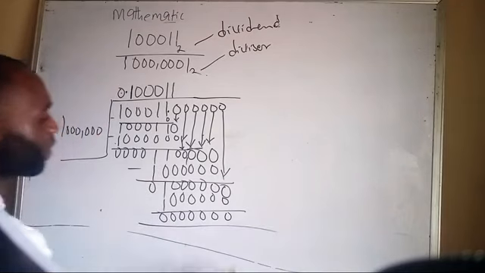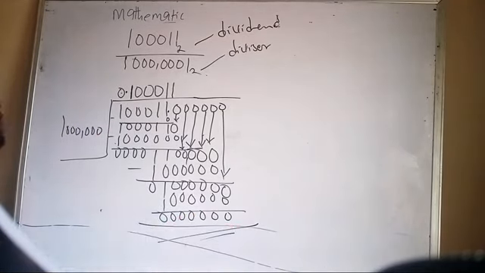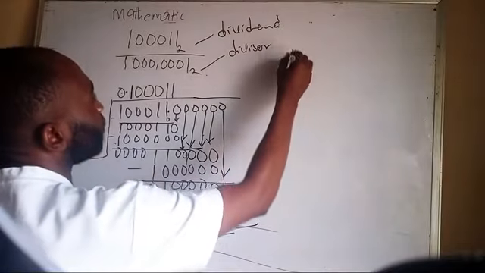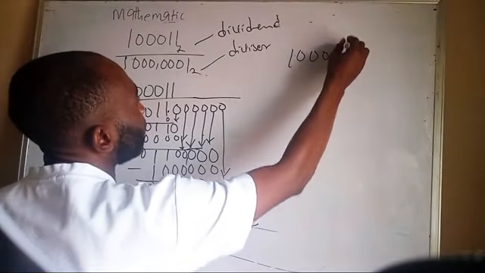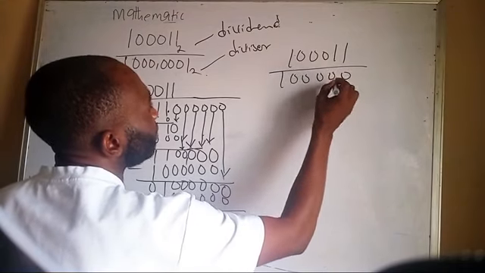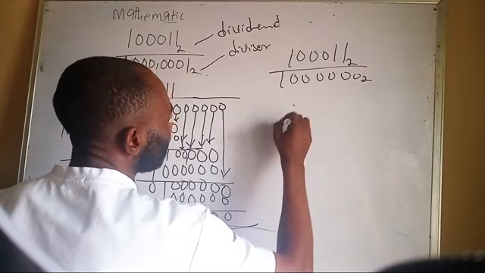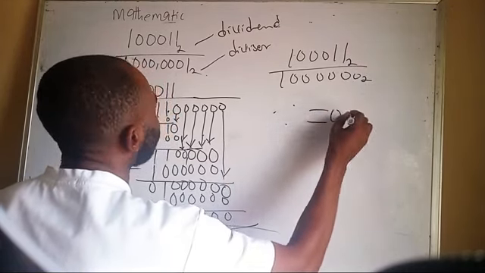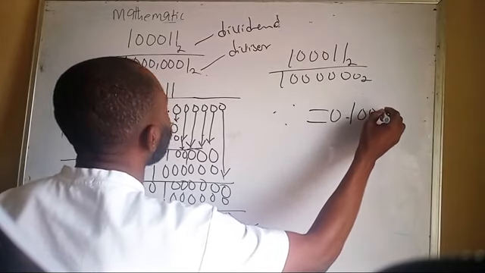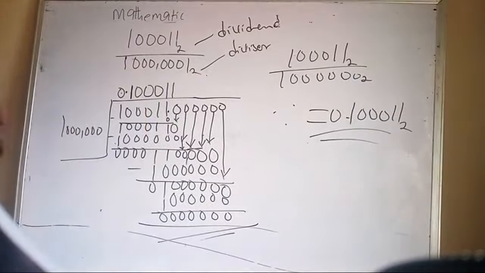So our answer is, since you arrive at 0 remainder, when you divide 1, 0, 0, 0, 1, 1 over 1, 0, 0, 0, 0, 0, 0, all in base 2, your answer will be 0.100011 base 2. So that is just it.